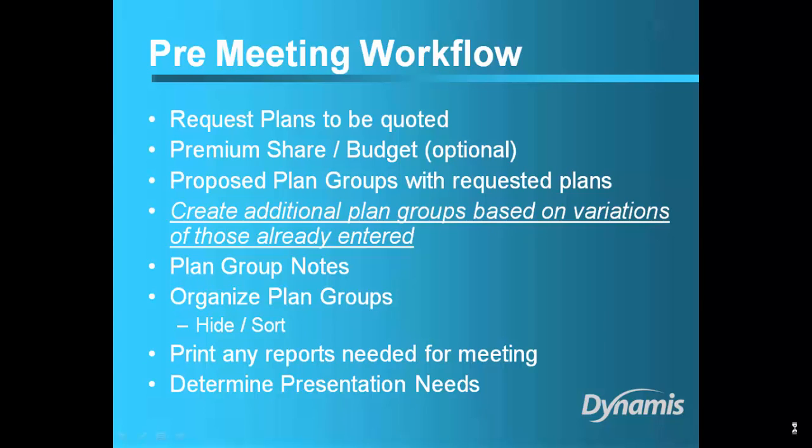Now, the next step is a really important one. Create additional plan groups based on variations of those already entered. Once we've got those plans requested in these plan groups, we may want to create other variations using those same plans. In one instance, it would be similar to what we just discussed, where we have a dual choice and we've got multiple options. We might want to create other proposed plan groups with other pairings of those plans.